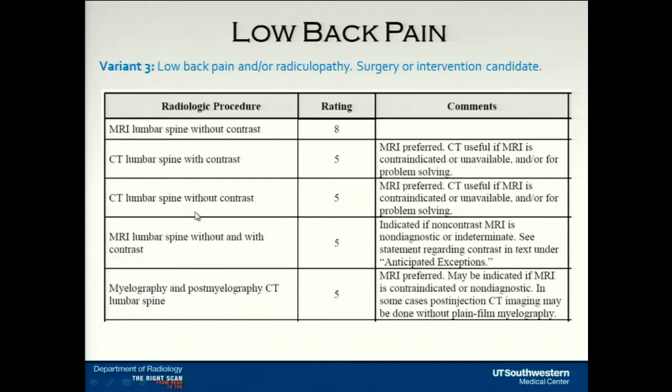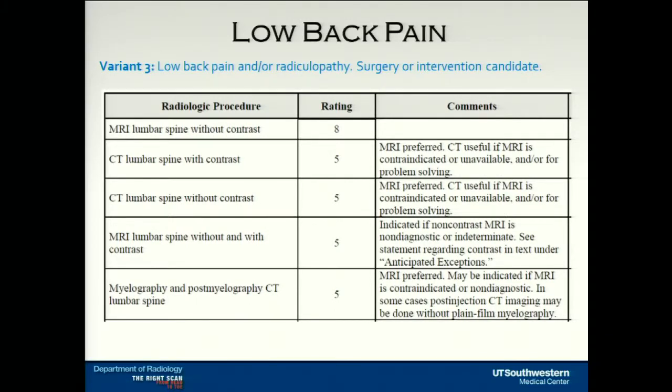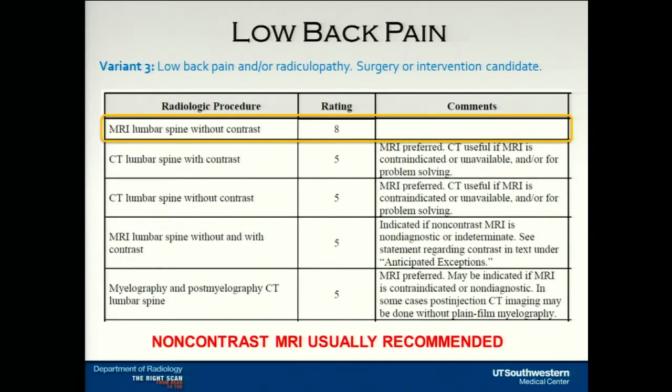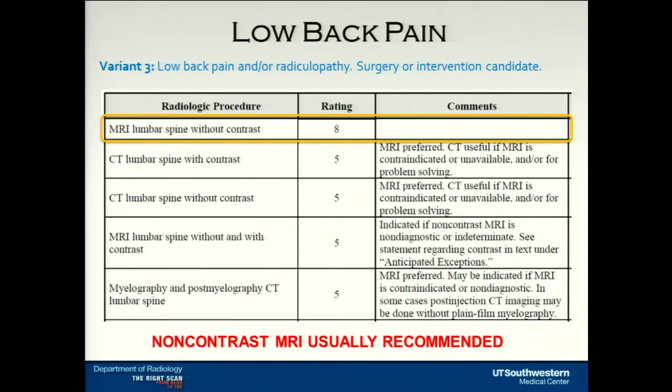The third variant for low back pain refers to patients with radiculopathy who typically have failed medical management and are true candidates for surgery or intervention. For anatomic evaluation, MRI is also the superior study here, and ordering CT is sometimes done by the surgeon if there's any concern for the bone anatomy, but most commonly not necessary.